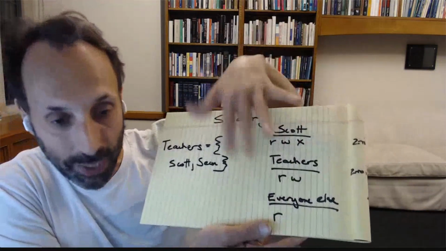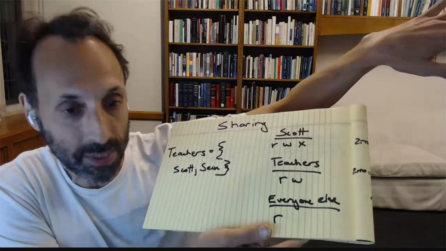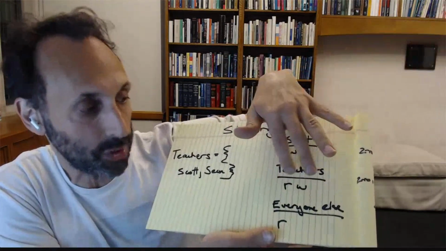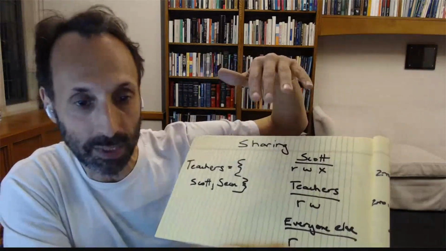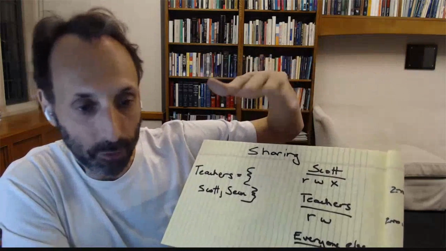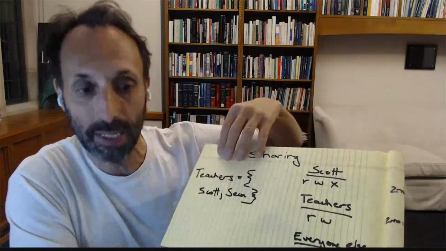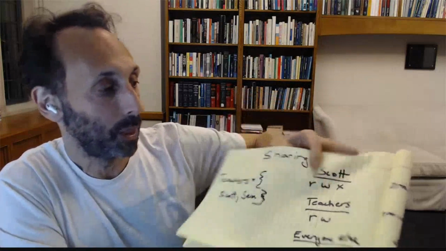Now, I can change these. I can give everyone permission to read, write, execute. Teachers, everyone else, I can do that. But normally what you'll see is that the owner has the most privileges, then the groups will have generally less, and everyone else even fewer. Okay.